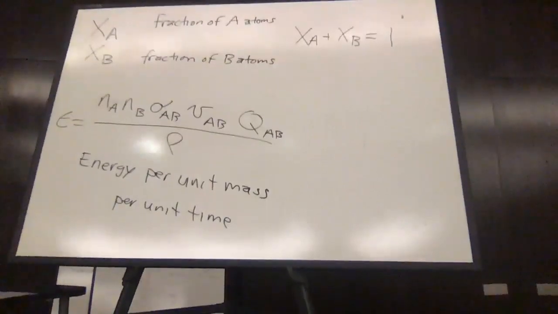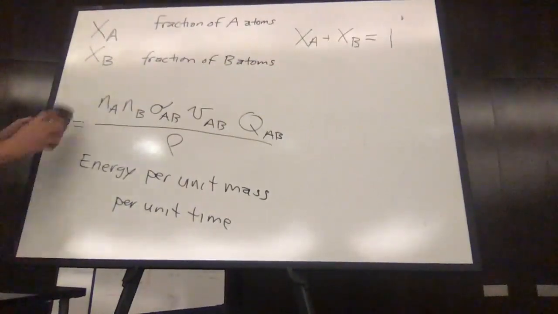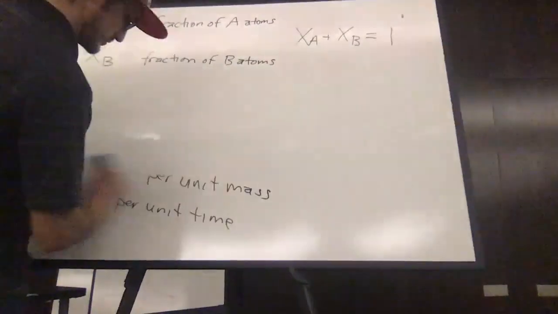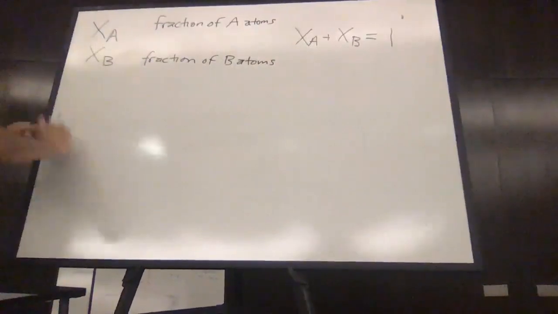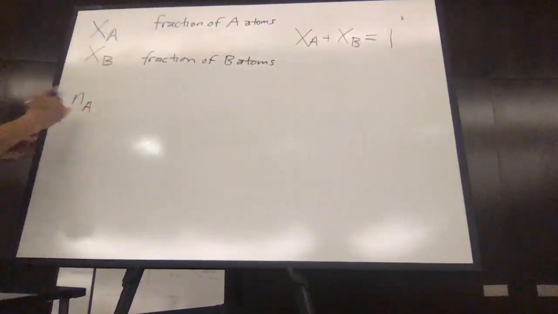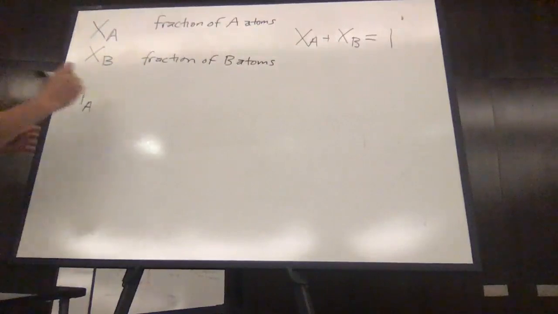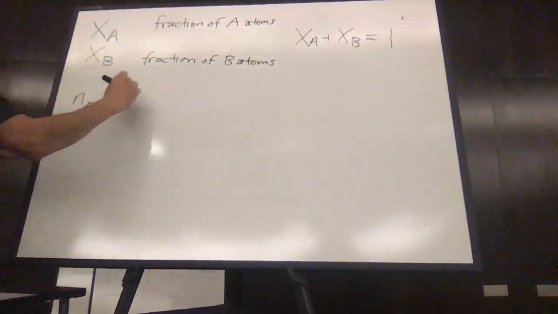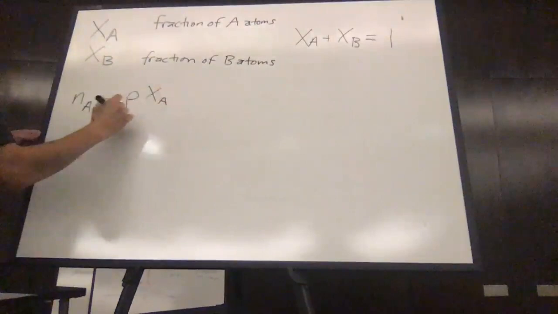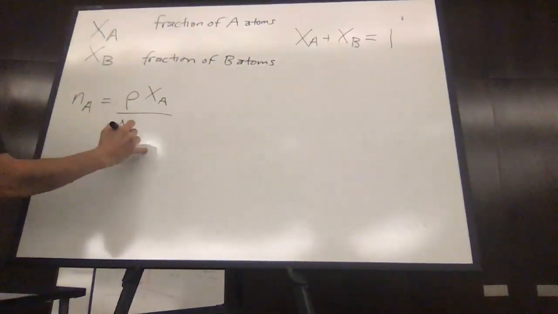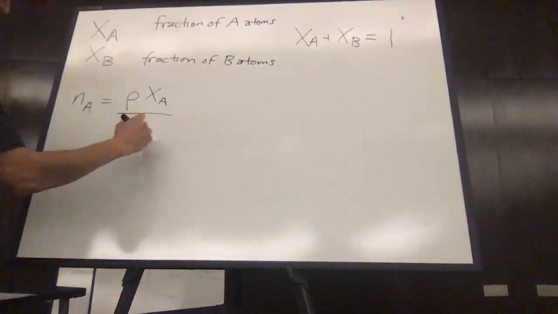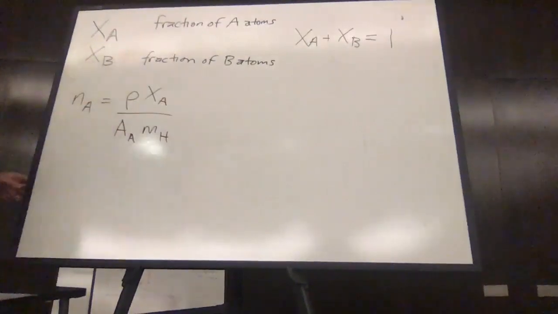So just based on the definition of density, the number density is rho, and then the composition, the fraction of atom A. And the same for B.